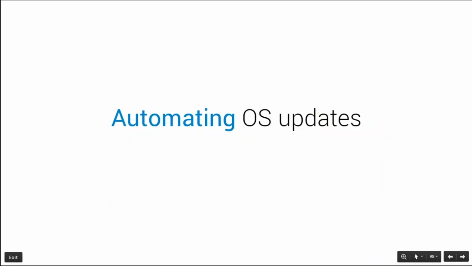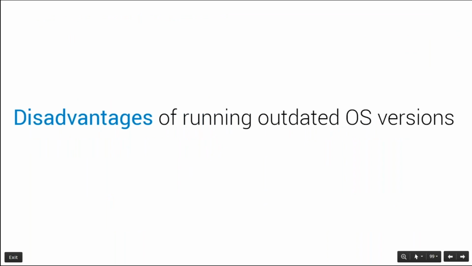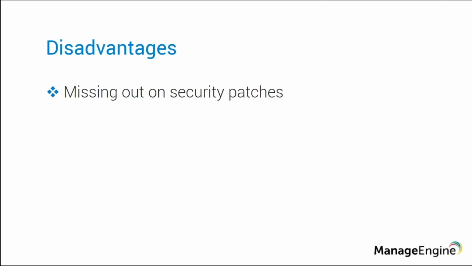Now let's move on to automating OS updates. Let's first understand what the disadvantages are of running outdated OS versions in your environment. First up, you'll be missing out on critical security patches. Now I'm sure most of us have heard of the recent Spectre and Meltdown vulnerabilities, which caused a lot of havoc across a lot of computers, right?